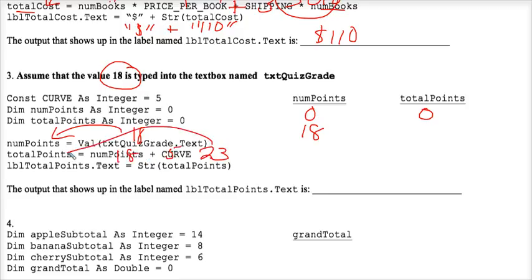The 23 plugs in for total points. All these get crossed out there. And we're left with 23 with double quotes around it. Notice there's no $ sign or anything else added. Just the answer is 2, 3.